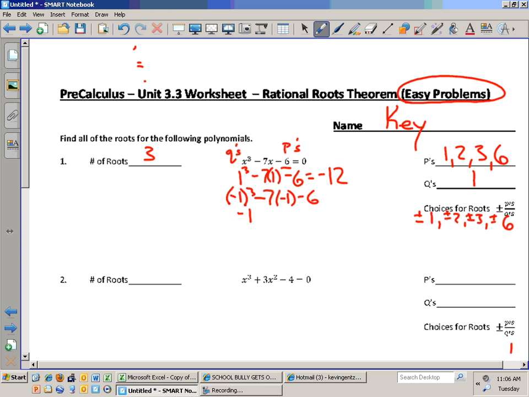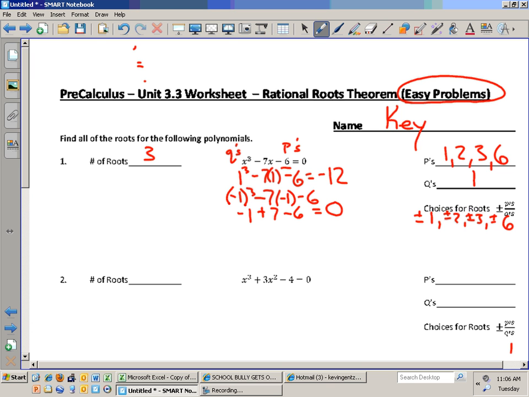Yeah, so I have negative 1, and then negative 7 times negative 1 is positive 7. Minus 6 gives me 0. So negative 1 worked. Negative 1 is one of the 3 solutions that I have. I now want to find the remaining 2.